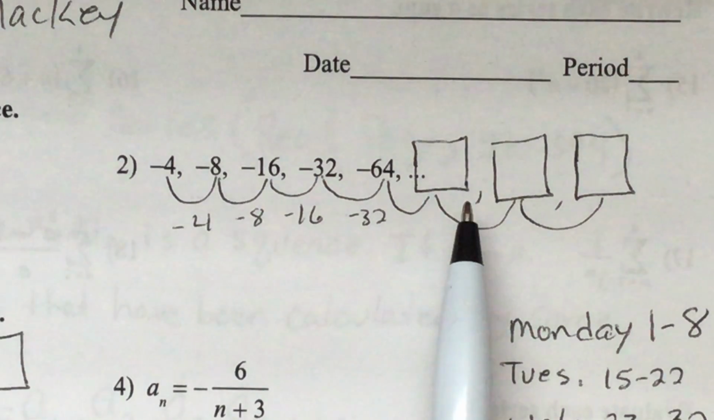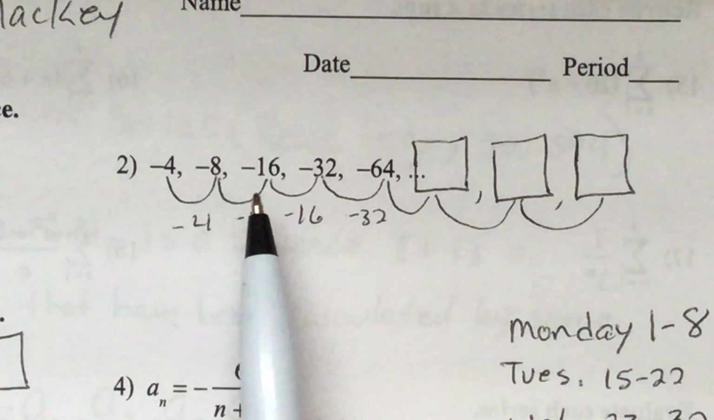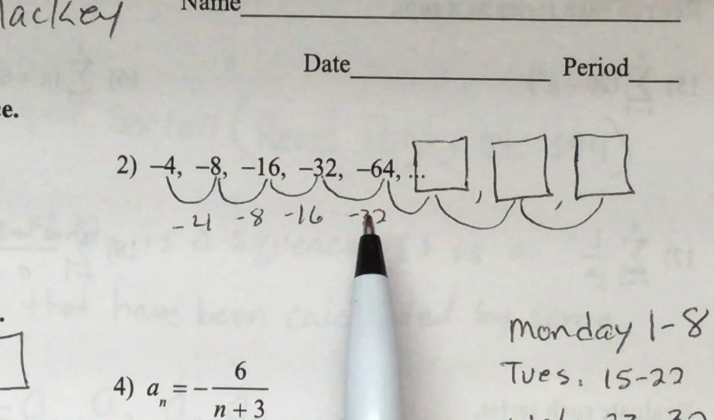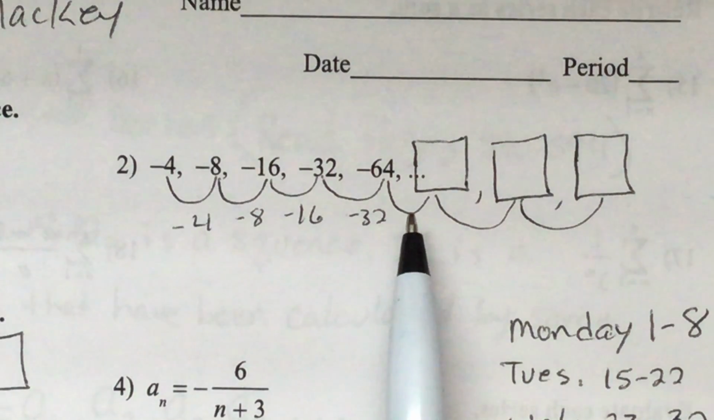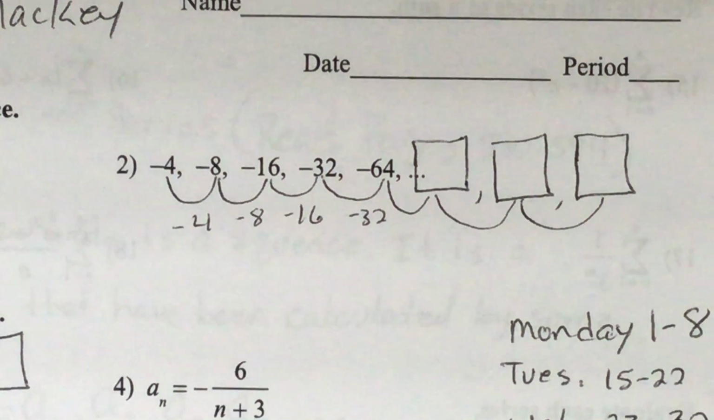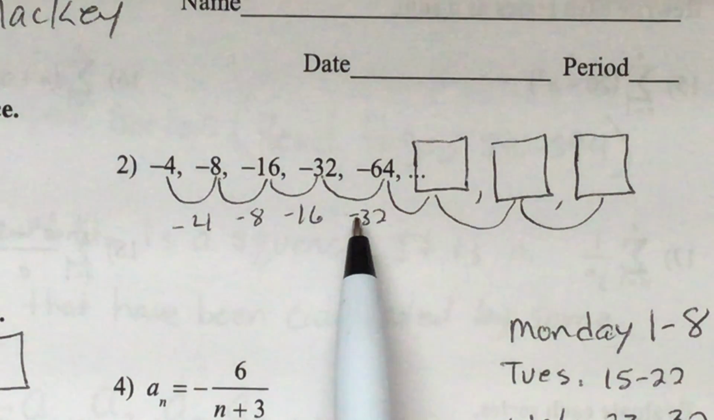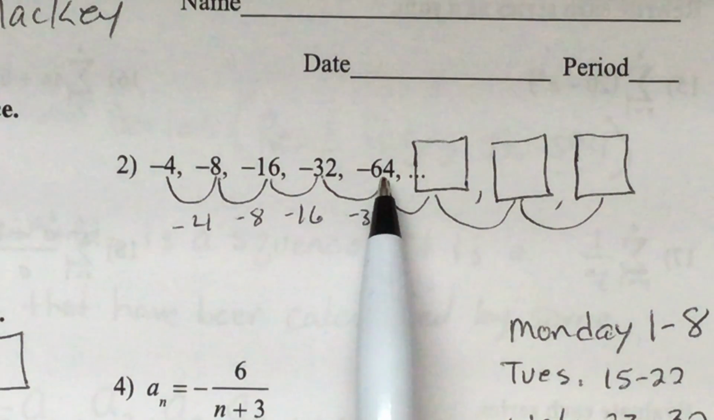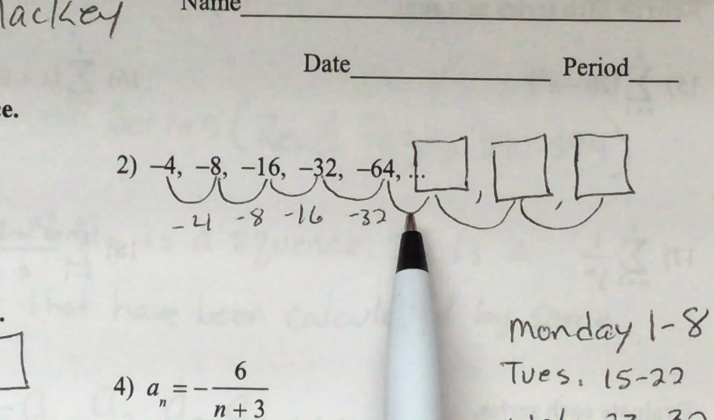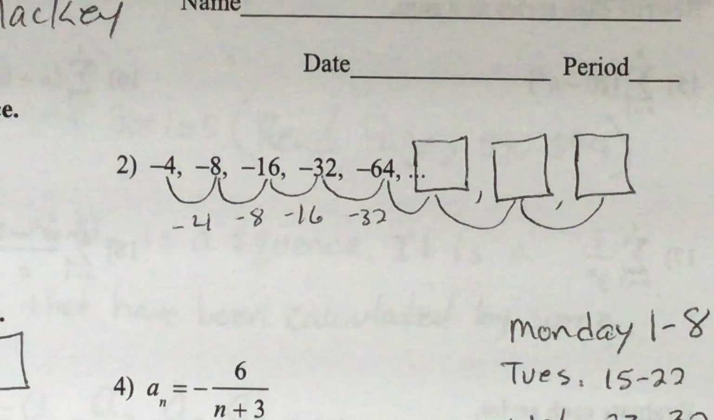These are declining, so these shrank by 4, then they shrank by 8, then 16, then 32. So these are going to shrink by, do that calculation, put the answer there. Negative 32 minus 32 more is negative 64. Negative 64 minus whatever goes here is going to equal that amount there.